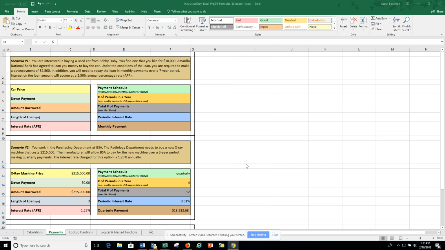Okay, just back with project 5, and I'm on the payments tab for the worksheet. I'll do one, you do the rest. Let's talk about payments. I talked about this earlier in project 4.